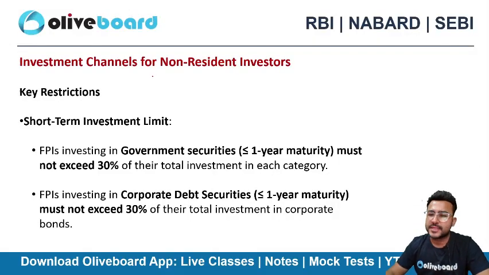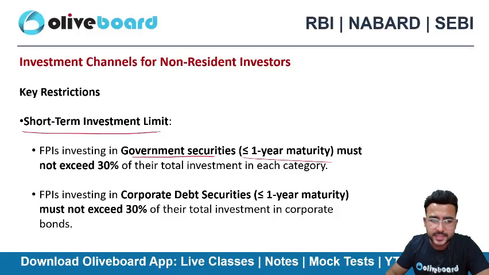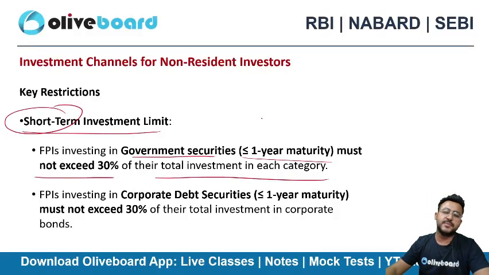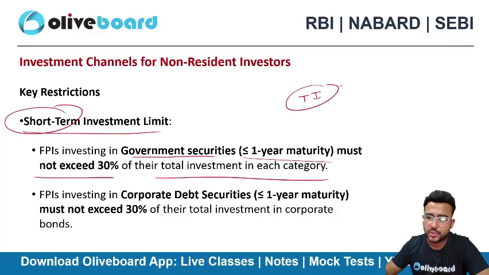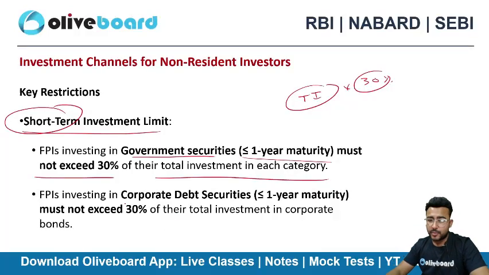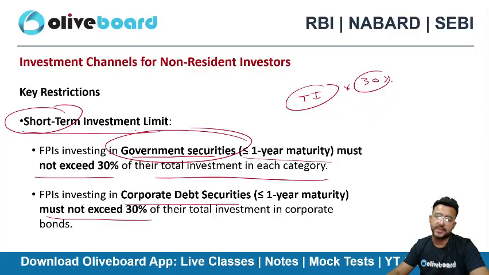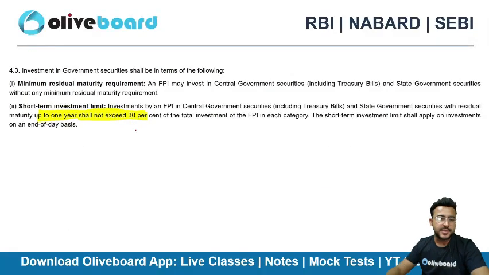Investment channels for non-resident investor. Short-term investment limit. Now FPI investing in the government securities having maturity less than 1 year, that's why it's called short-term, must not exceed 30% of their total investment. So whatever the total investment is there, it should not exceed the 30% limit here. If I talk about corporate debt securities, then again 30% limit is applicable on corporate debt securities as well as government securities, right? Not more than 30%.